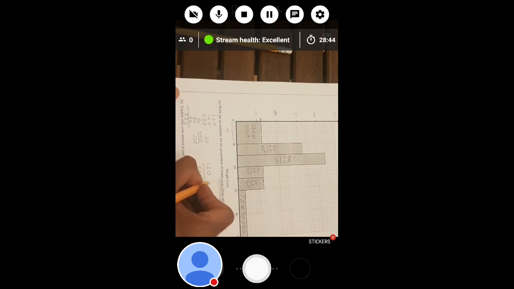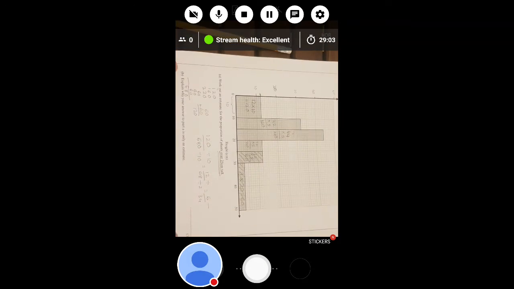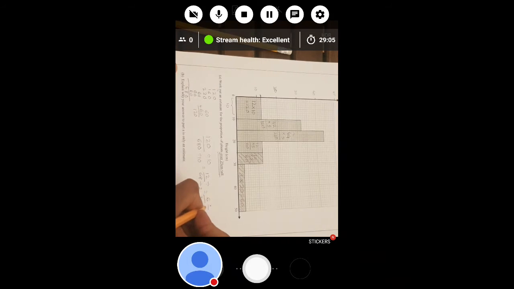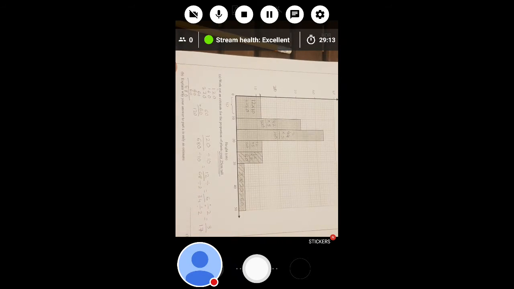I can divide it by 10, which is 12 over 68. I can divide it by 2 again. 6 over 34 and divided by 2, 3 over 17.